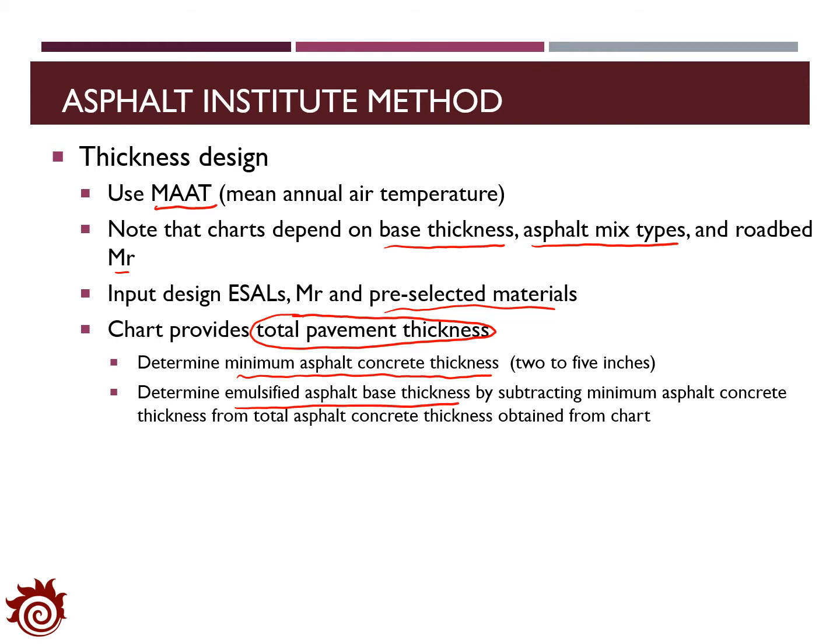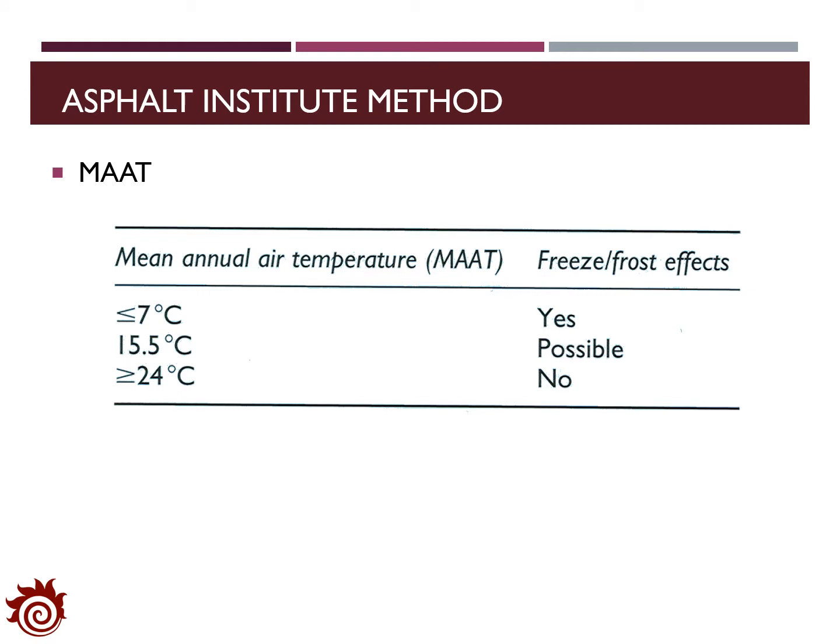pavement structures. In the AI method, we have to use MAT, the mean annual air temperature, for the selection of the chart to determine the thickness of the pavement structure. And this temperature is usually applied to check the freeze-frost effect applied to the pavement. And based on the value of the air temperature, the frost effect can be categorized into 3 types. If the temperature is less than 7 degrees, then we say that there must exist the freeze-frost effect.